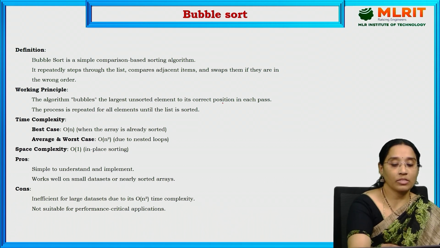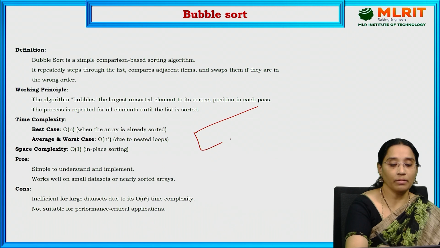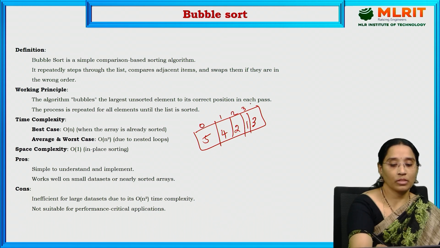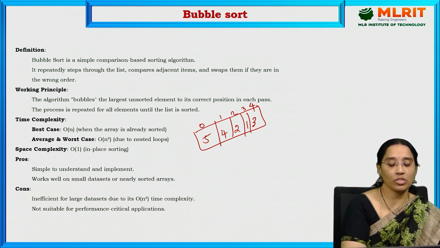Suppose there is a list of elements like this. Consider an array. This is the array with the index positions starting from 0 to 4. So the total number of elements in the array is 5. And the list of elements I have taken here is 5, 4, 2, 1, 3. Our aim is to arrange these elements in sorted order.